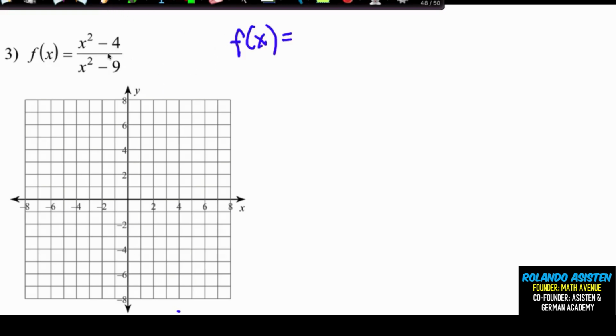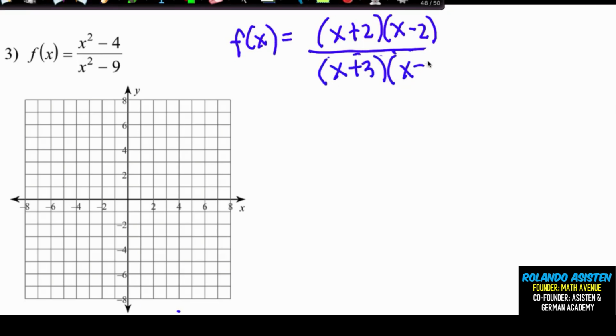The numerator is a difference of two squares which can be factored as x plus 2 times x minus 2. You can review your factoring if you are confused here. Now the denominator is a difference of two squares also, and its factors are x plus 3 times x minus 3. Now from here, you notice that there would be two vertical asymptotes because there are two values of x that will make the denominator equal to 0.